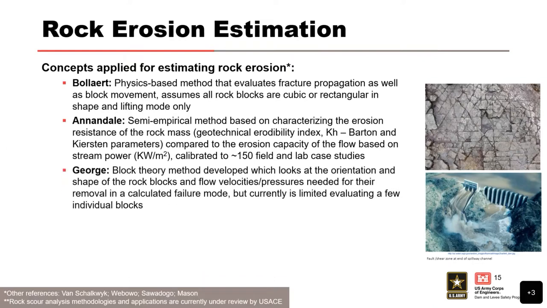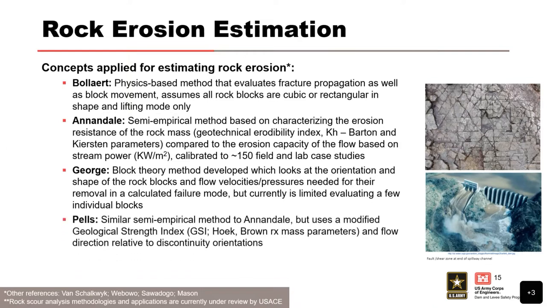All right, the next method was developed by Mike George. He's actually a colleague of George Annandale, and he applied the block theory concept to block removability and block jointing. So he actually used that method to predict which blocks in the rock mass would be removed during flow. He kind of advanced the concept of discontinuity and block orientation relative to erosion, but this methodology is also a little bit limited because it's currently limited to only evaluating a few individual blocks in a rock mass. So it makes it difficult to really apply it on a large scale.